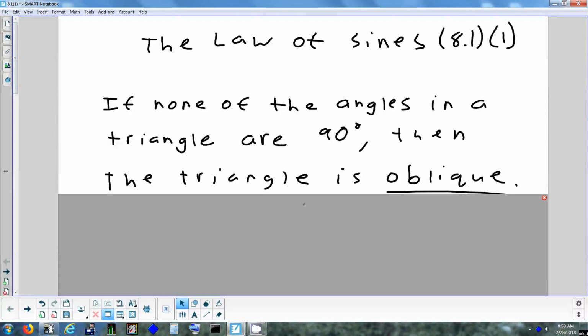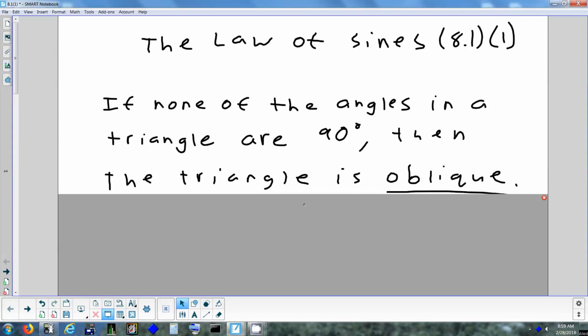To solve them means you've got to figure out how big are all the sides, what's the measure of each angle. So there's 6 things you need to find. 3 sides, 3 angles. I'm always going to give you some information to start with. Depending on the information that I give you is going to control how you solve the problem.